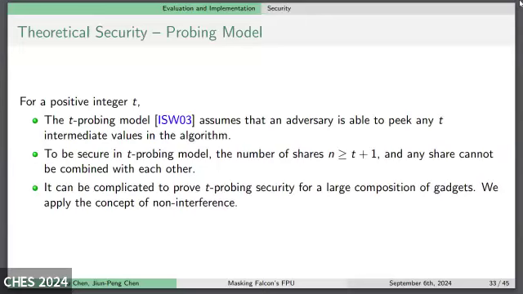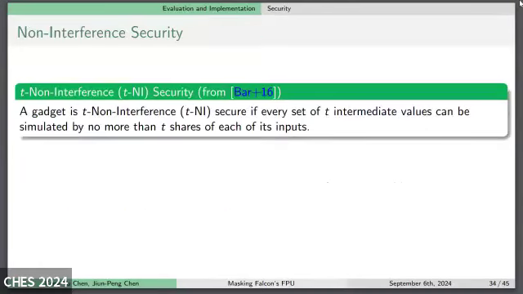And it can be complicated to prove t-probing security directly for a large composition of gadgets, so we turn to another concept of non-interference. A gadget is called t-non-interference, or TNI, secure if every set of t intermediate values can be simulated by no more than t shares of each of its inputs.